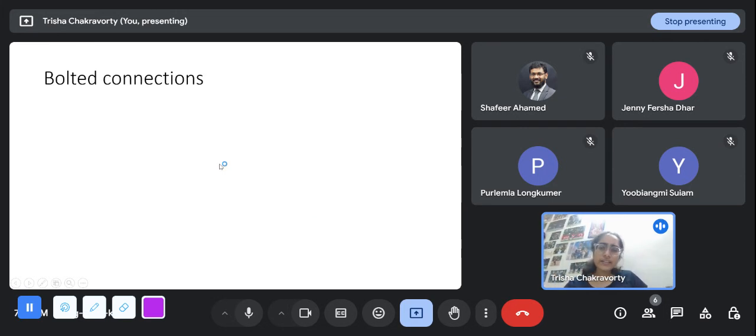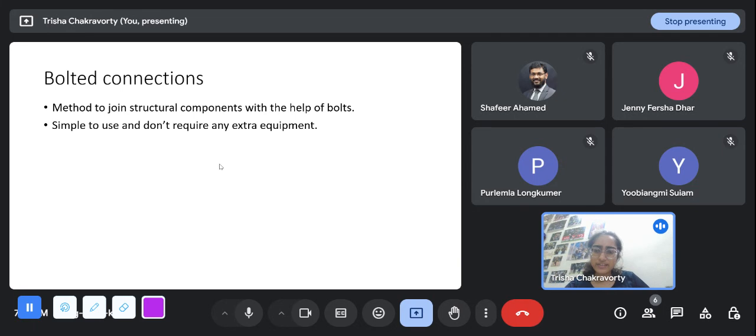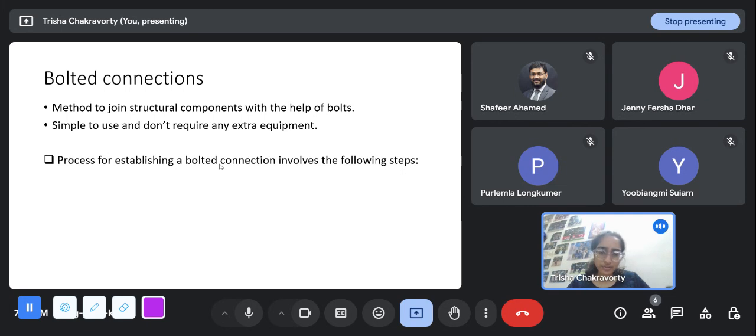So bolted connections, today's class is about bolted connections. Next class we look at welded connections. Bolting is a method to join structural components with the help of bolts. It is simple to use and doesn't require any extra equipment. Welding is a more complicated process than bolting, which is quite easily perceivable as well. And the process for establishing a bolted connection involves the following steps. Like I tried to explain, this is a formal way of telling it.